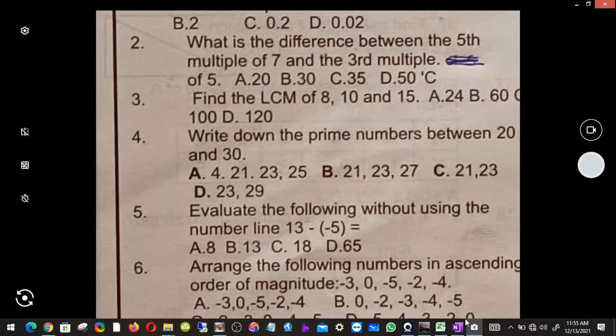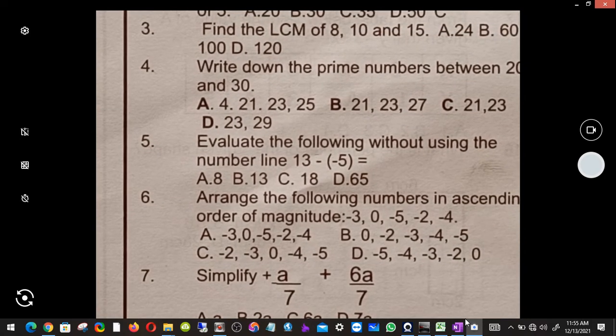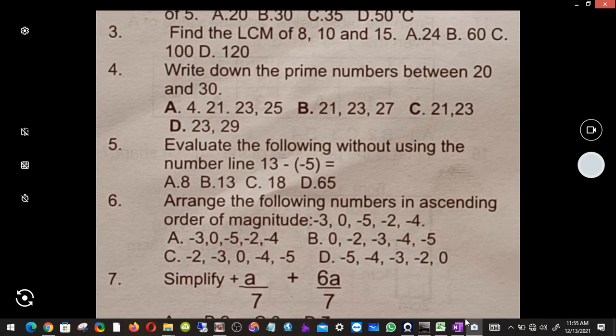Number 5, please. Evaluate the following without using a calculator. 13 minus minus 5 becomes minus times minus is what? Plus. So it becomes 13 plus 5, 18. Option C. That's option C.